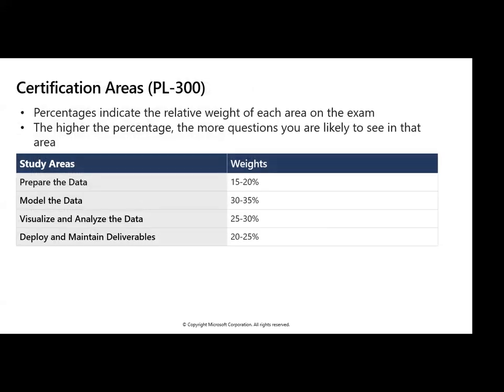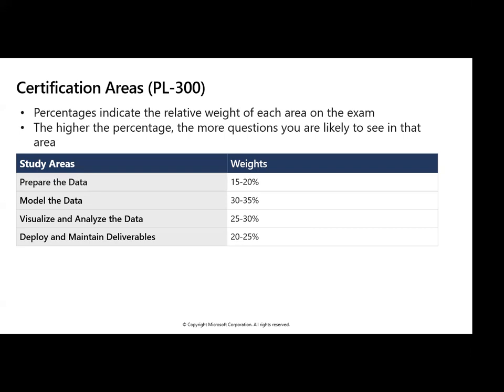In case you want to certify on Power BI, the course code is PL300. That's the course code. As I am teaching in the class, pay attention to the study areas and the weights shown below. Preparing your data: Microsoft is telling you that you have 20 to 25% of your questions there.